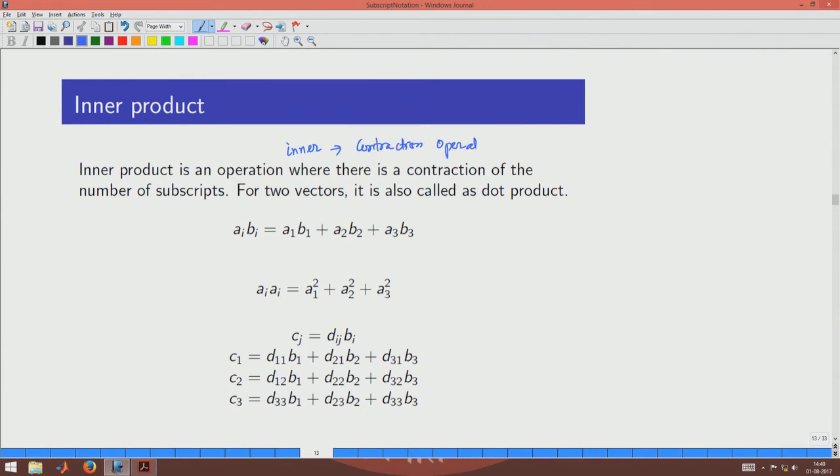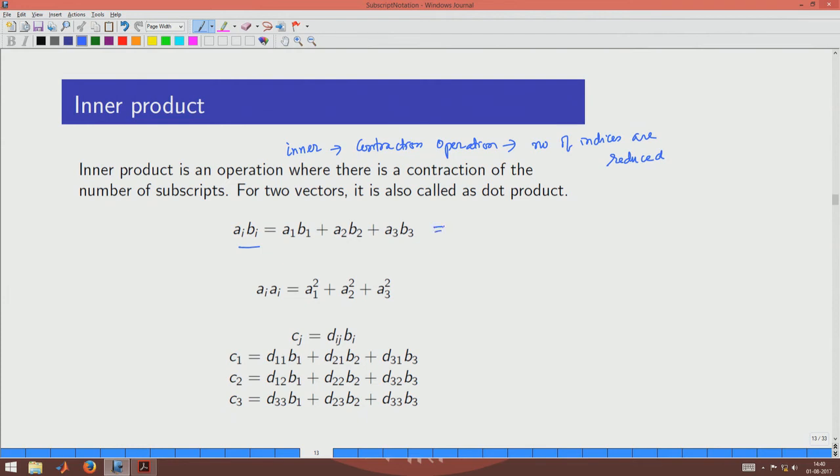What does it mean? It means that the number of indices is reduced in the expression. You could see that in the expression here, I and I, there are 2 indices, but they are reduced to 0 because it is repeated. So, this expression uses the contraction operation over the index I, and therefore, it is basically an inner product of 2 quantities which are vectors.